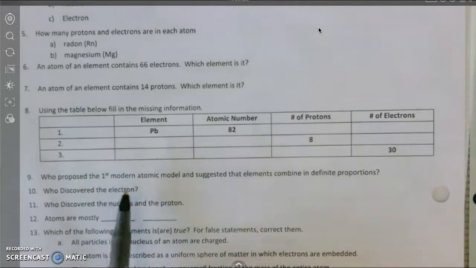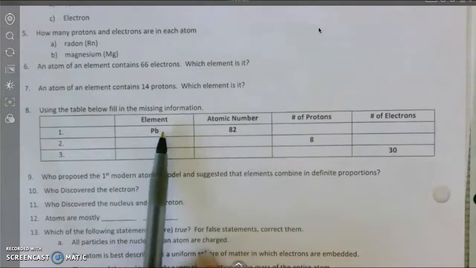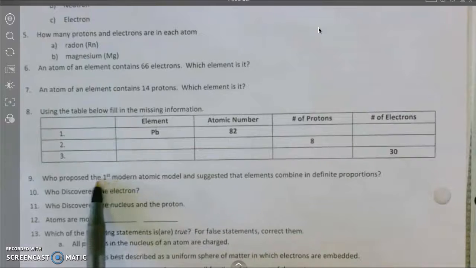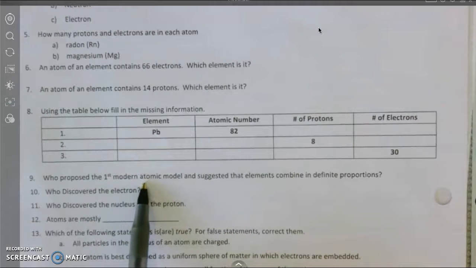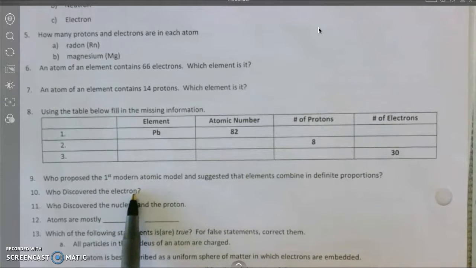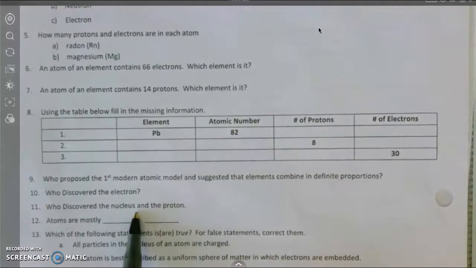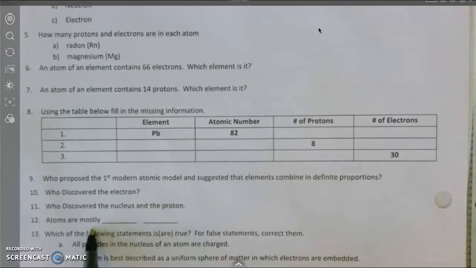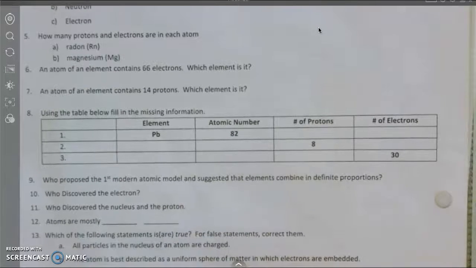Let's see what we have. I'm going to skip this table. Who proposed the first modern atomic model and suggested the elements combine in definite proportions? That was Dalton. Who discovered the electron? That was Thomson. Who discovered the nucleus and the protons? That was Rutherford.